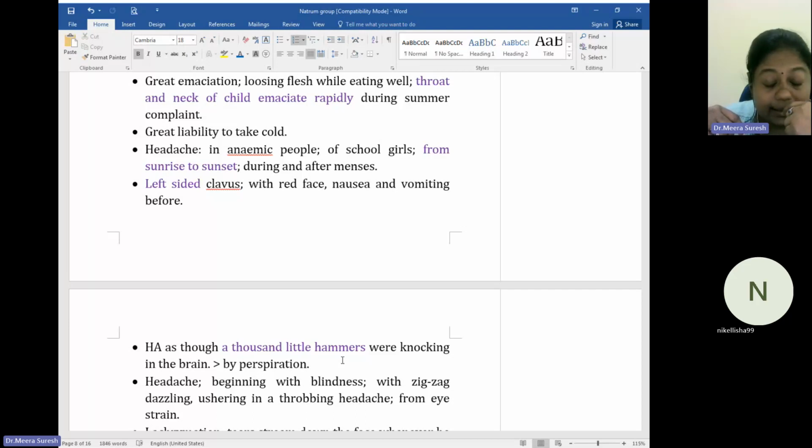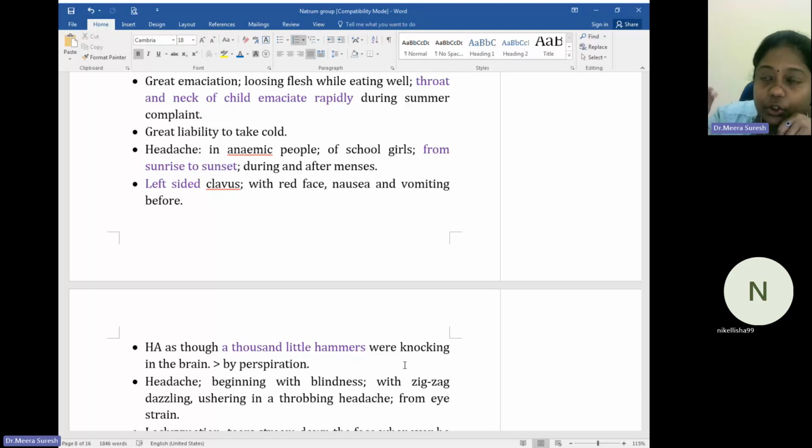That's the meaning of using this term together, left-sided clavus, with red face, nausea, and vomiting also. So, headache as though a thousand little hammers were knocking in the brain, and this left-sided clavus and a thousand little hammers mean the same thing. The headache will be felt like that. If it is on the left side, the clavus or the thousand little hammers striking means they will have the sensation that the pain is concentrated in that particular point, continuously striking.